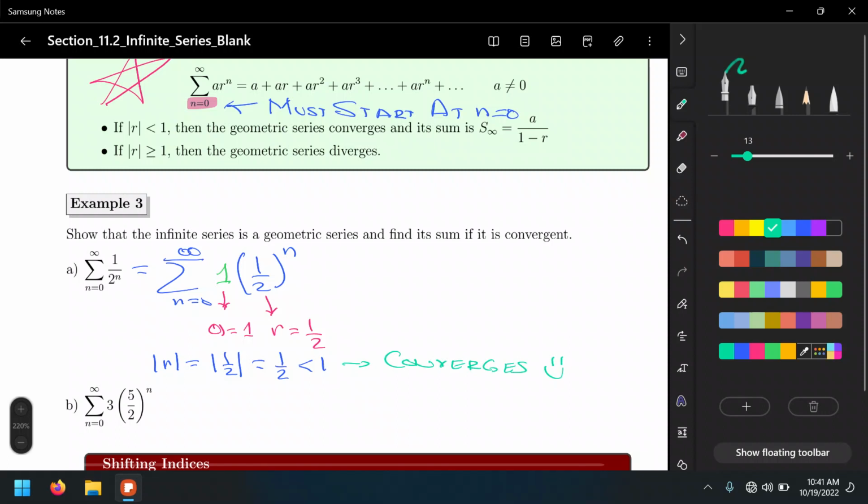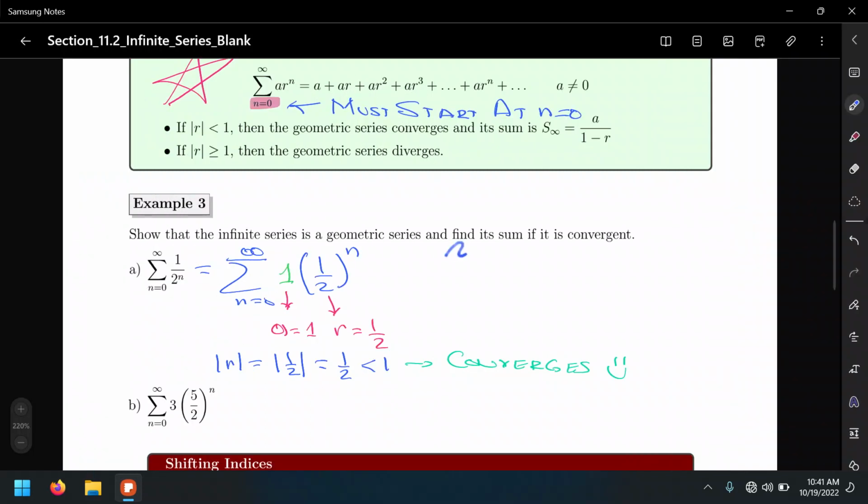And in this case, it's possible to find the infinite sum using the formula. S sub infinity equals a over 1 minus r, and all we do is plug in the two numbers we identified at the beginning of the exercise: a, which is 1, over 1 minus r, which is 1 minus 1/2. What is 1 minus 1/2? That's 1/2. And what's 1 over 1/2? That's 2. So the infinite sum equals 2.